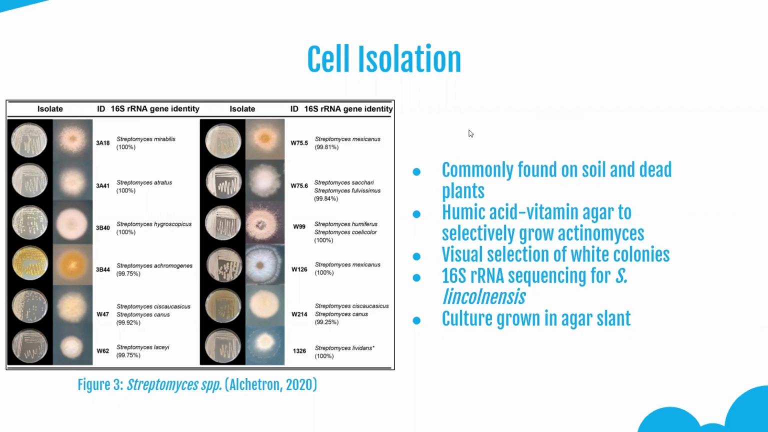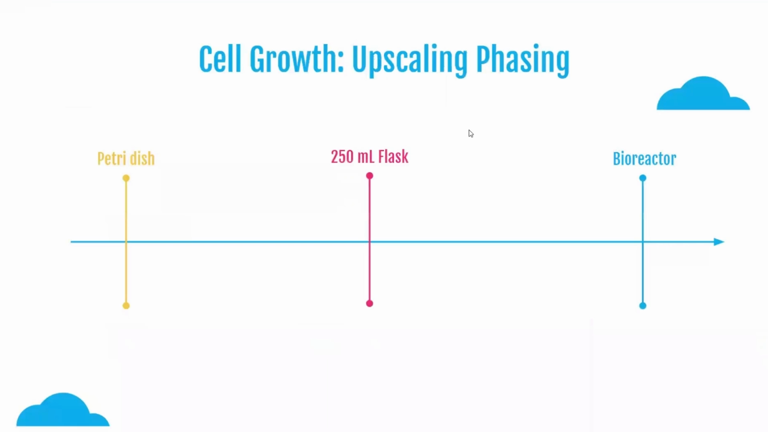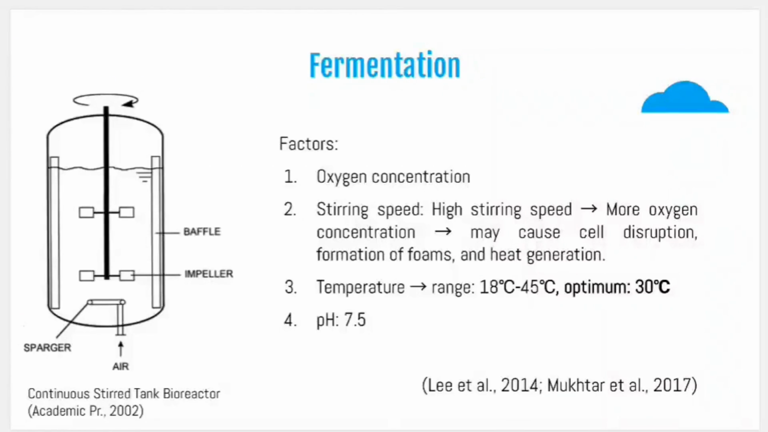Then the bacteria is inoculated. So here's the cell growth process. Initially, S. lincolnensis is grown in a petri dish until it reaches the exponential phase. Then the cell culture is transferred into a 250 ml flask to increase the cell concentration. And lastly, 1/10 of the cell culture is inoculated into a bioreactor, while the remaining cell culture is stored for future use.